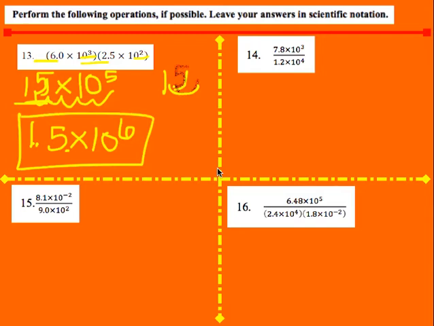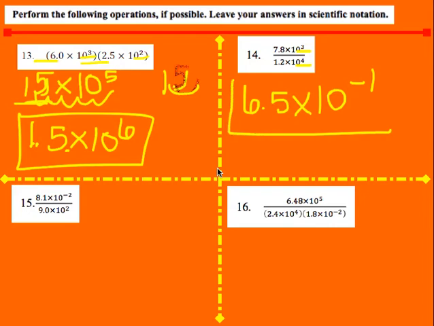Now let's take a look at number 14. For number 14, we're going to have 7.8 divided by 1.2, and that's going to give us 6.5 times 10. Now we need to subtract our exponents. A lot of students do this one and put just 10 to the first, and that's incorrect. We're doing 10 to the third divided by 10 to the fourth, so we need to subtract 3 minus 4, which is negative 1. This right here is the final answer for number 14.